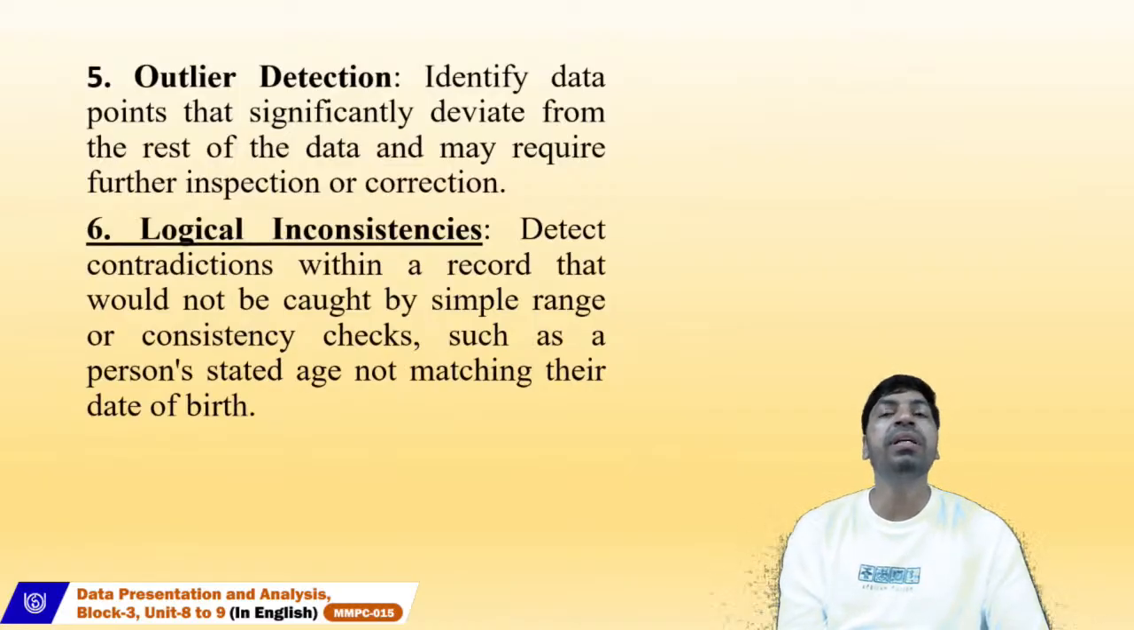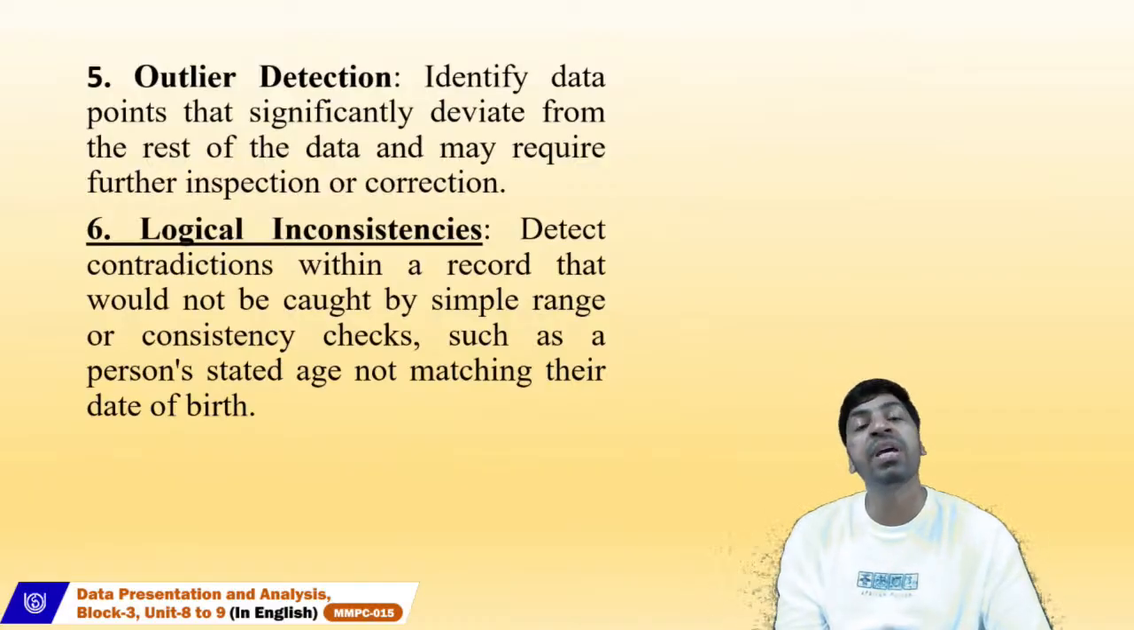Next is outlier detection. The main purpose is to identify all the data points that differ significantly from the rest of the data, and of course it requires further investigation or correction.